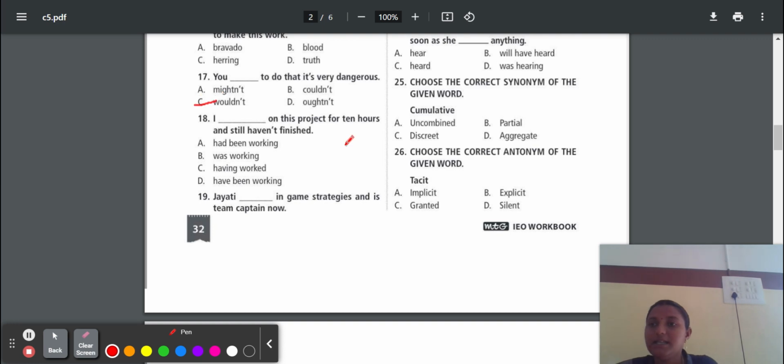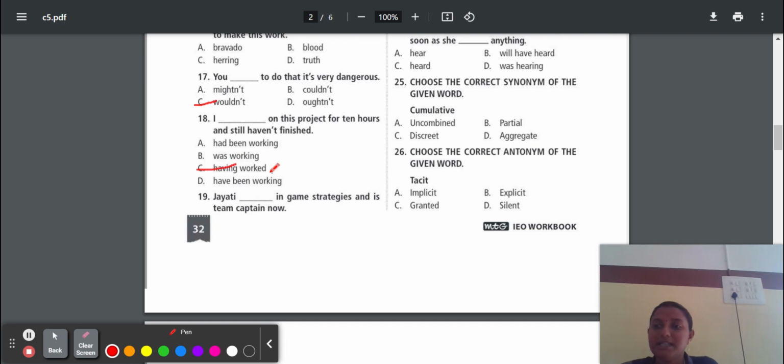Question number 18. I dash on this project for 10 hours and still have not finished. Option A, had been working. Option B, was working. Option C, having worked. Option D, have been working. Answer for the question 18 is option C, having worked.